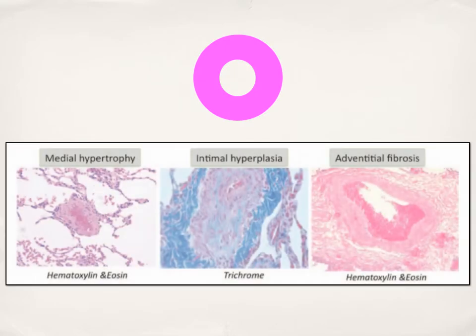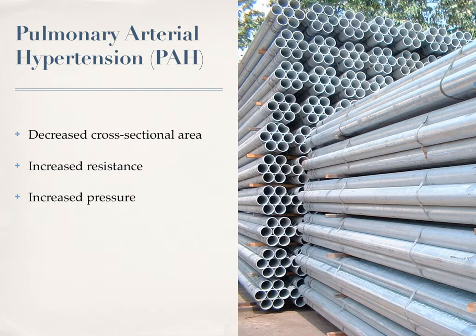And this particular one is what we call pulmonary arterial hypertension. So there's decreased cross-sectional area, thinking both of the individual vessels and across the whole pulmonary circulation, increased resistance and increased pressure.